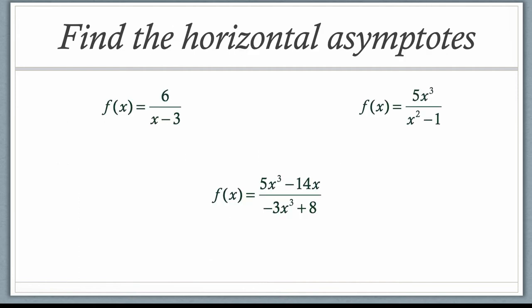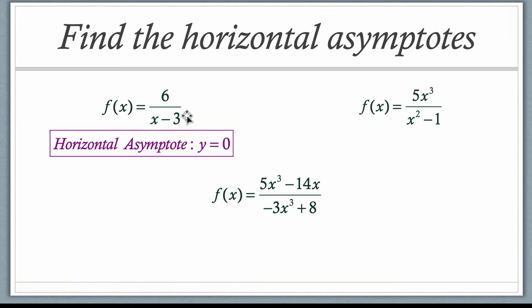So I'm going to go back to that first example. I have 6 over x minus 3 as my first function. The degree of the numerator here is 0. It's a constant. The degree of the denominator is 1. It's a linear function. So the degree of the numerator is smaller than the degree of the denominator. That means I have a horizontal asymptote at y equals 0.